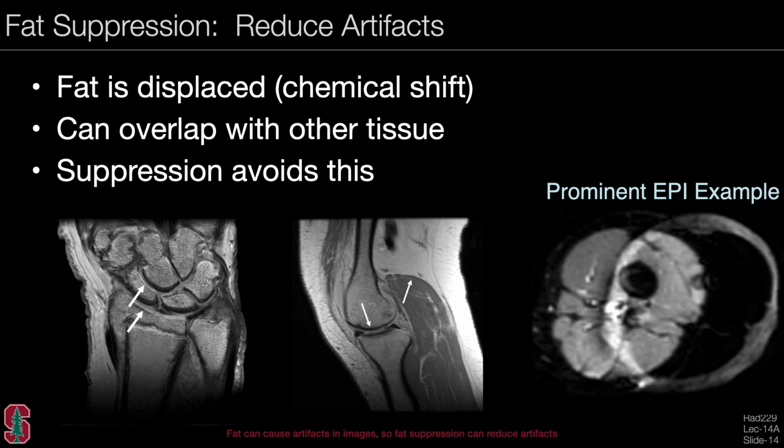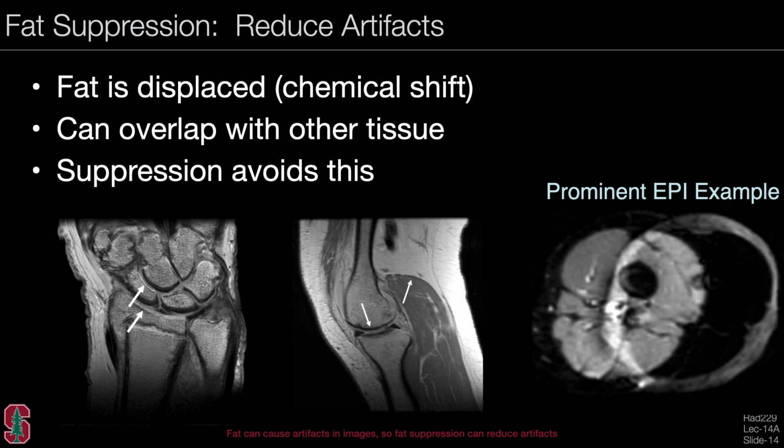Another thing, as I mentioned, is we often want to do fat suppression to reduce artifacts. For example, fat is displaced with respect to water. This is sometimes referred to as the chemical shift displacement artifact. And the fat can overlap with other tissue, as seen in the wrist here. We have a low readout bandwidth, and the fat is shifted with respect to the water, leading to these quite big black regions between the bone and the cartilage, shown near the arrows. And the cartilage is actually wrapping onto other bone. So one way to avoid this is to simply suppress the fat so it's out of the image.